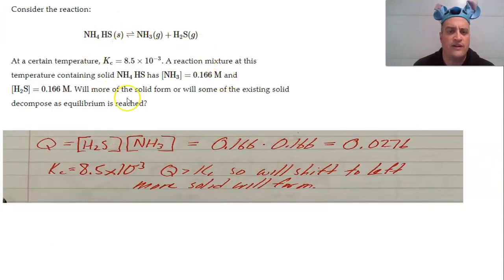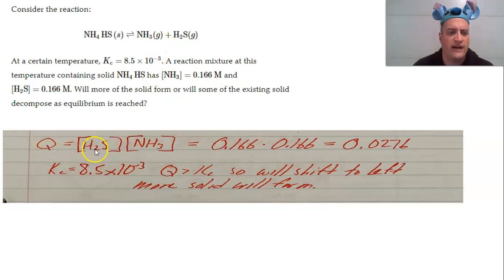Another example, we've got some different things here. At a certain temperature, K is very small, but not 0. A reaction mixture containing the solid has certain concentrations. Will more of the solid form, or will some of the solid decompose as equilibrium is reached? Now, this is kind of a confusing question because we think that increasing the amount of the solid is not going to change anything to reach equilibrium. But if we have more of this present, we will have higher concentrations of these, or higher pressures, present.